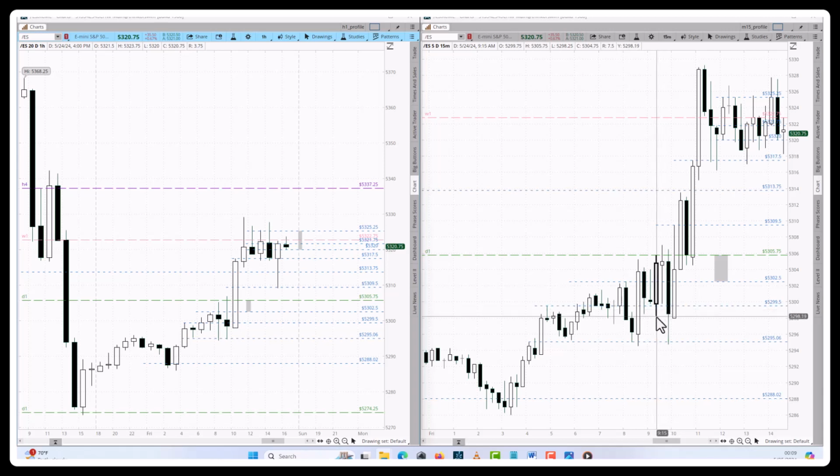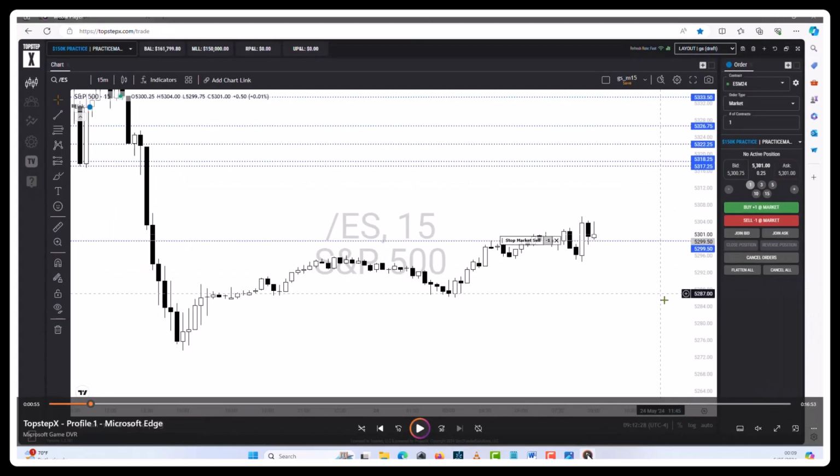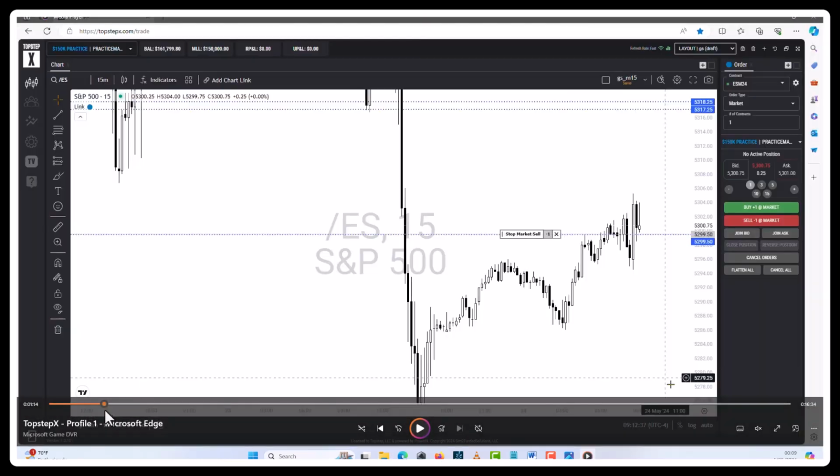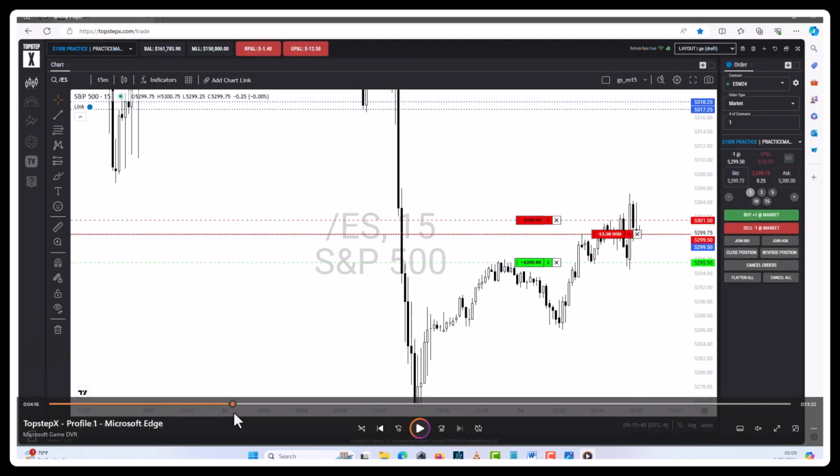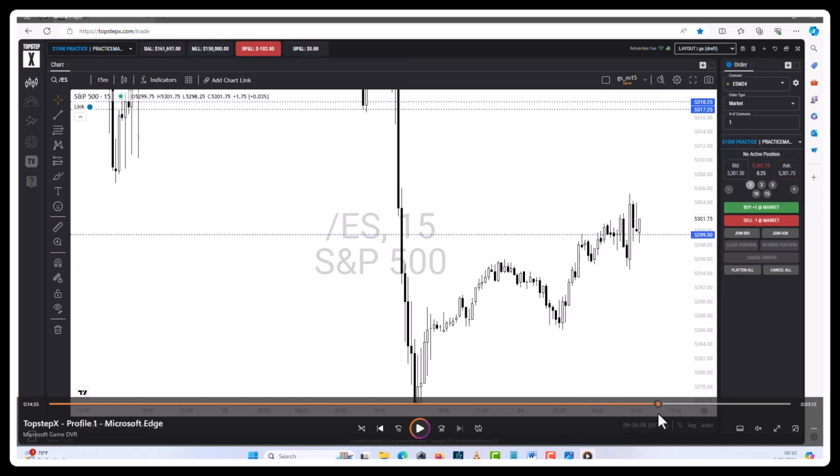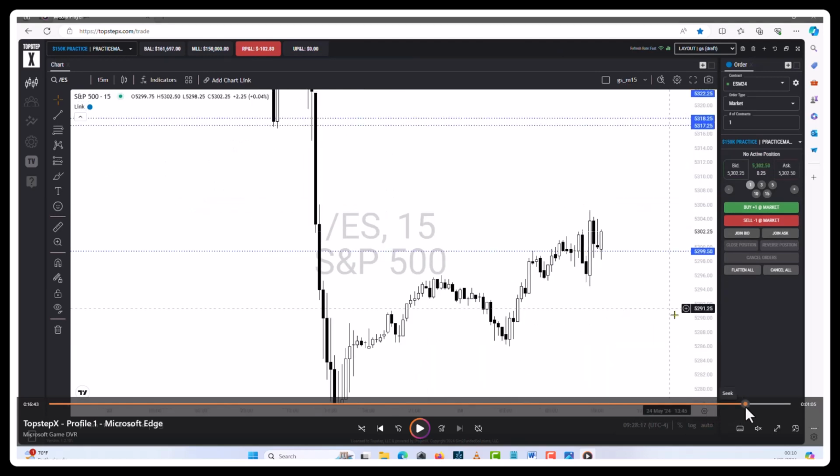Yeah, it did hit our order right there. Boom. Then it reversed back. Yeah, it did move in our direction just a little bit, but then it just reversed very fast. So that's our first trade right there. We took a loss of about $100 right there.